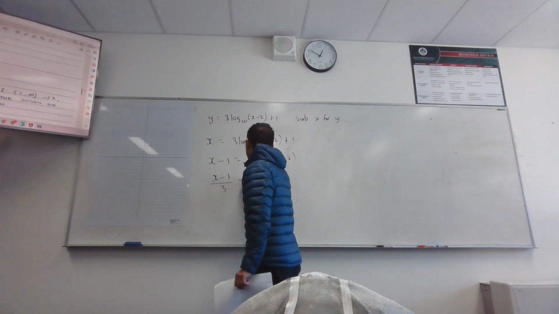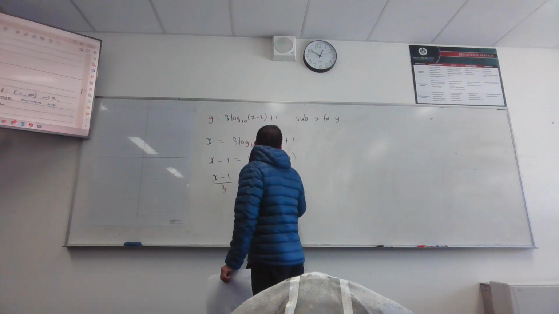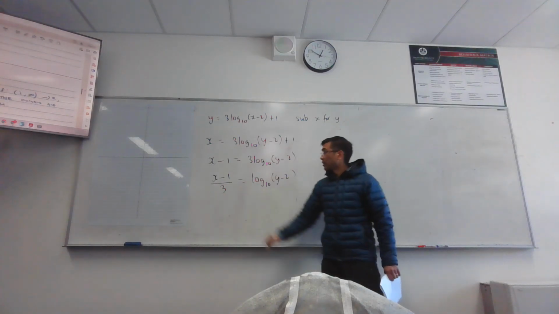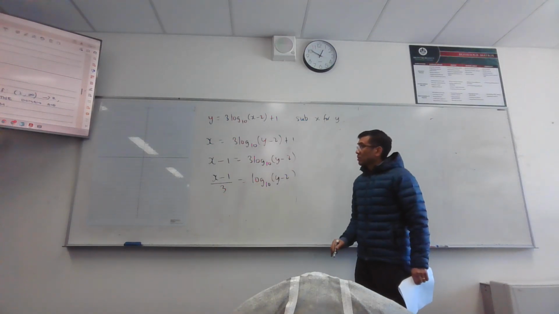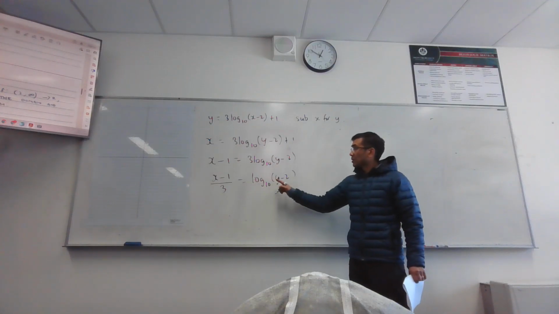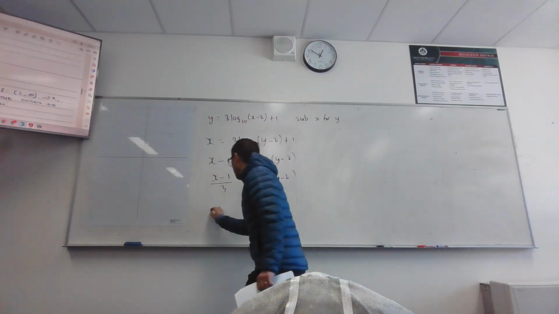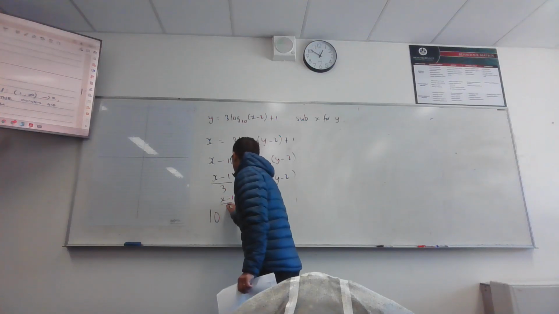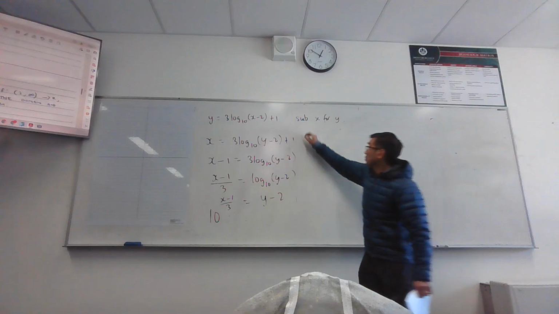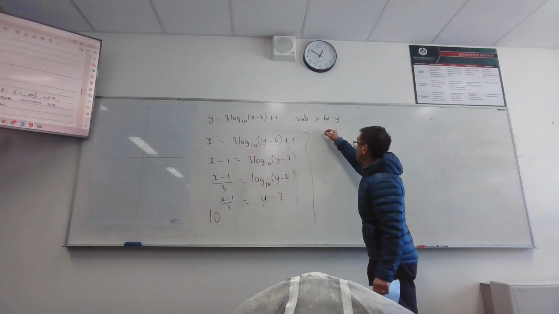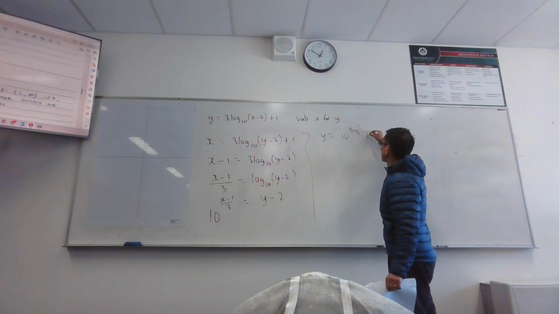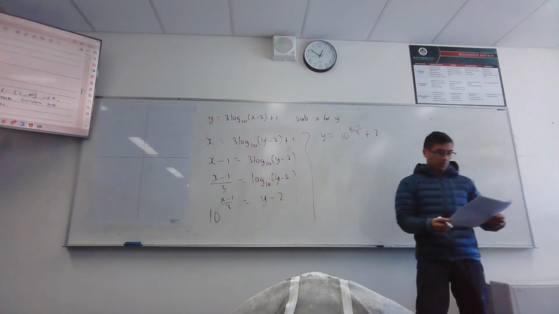Make sure you divide by both things that are already there. Okay. Jesse, what do I do next? Move the 10 over, 10 to the power. Yeah. Excellent. Okay. Last step, we just simply add the 2. So y equals 10 to the power of (x minus 1) on 3, plus 2.